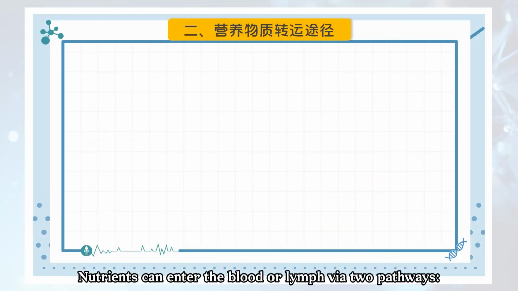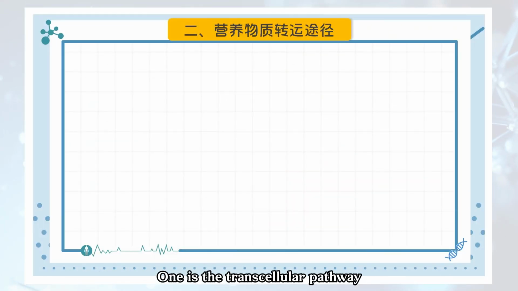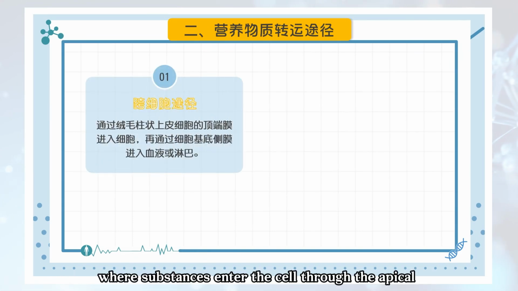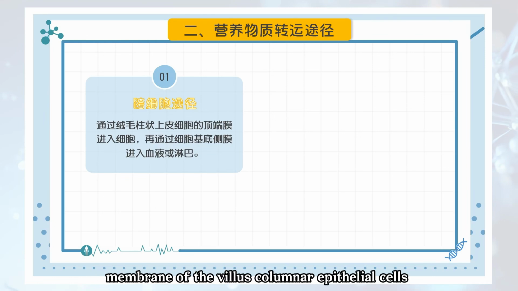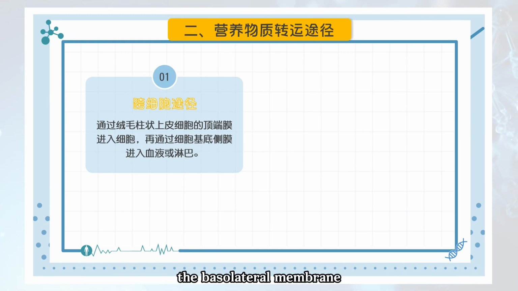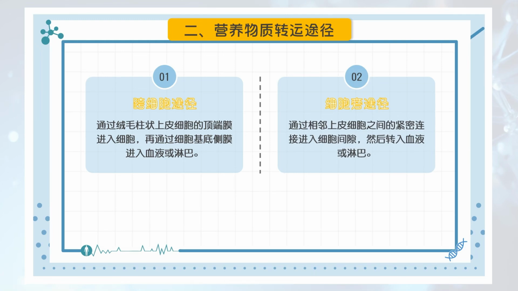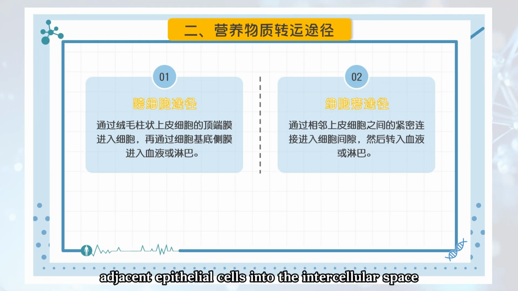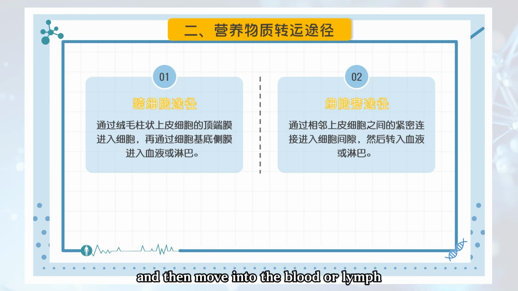Nutrients can enter the blood or lymph via 2 pathways. One is the transcellular pathway, where substances enter the cell through the apical membrane of the villus columnar epithelial cells, and then exit into the blood or lymph through the basolateral membrane. The other is the paracellular pathway, where substances pass through the tight junctions between adjacent epithelial cells into the intercellular space, and then move into the blood or lymph.